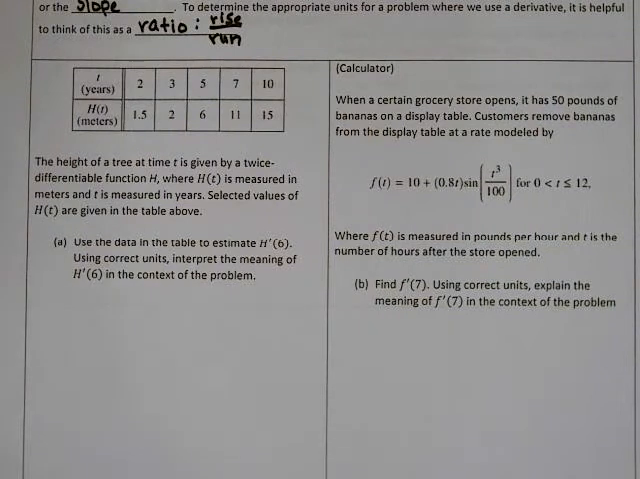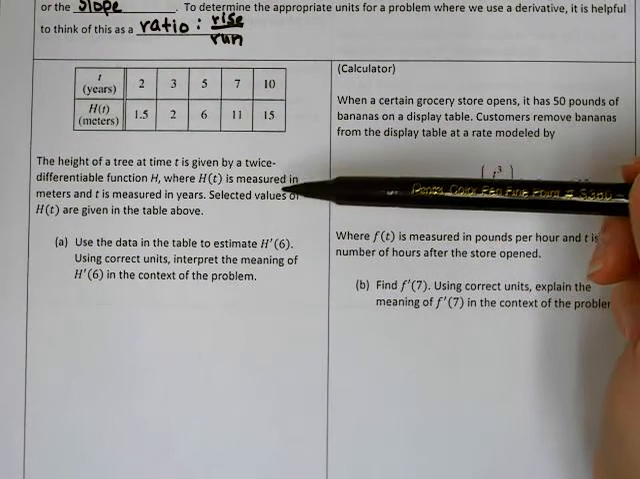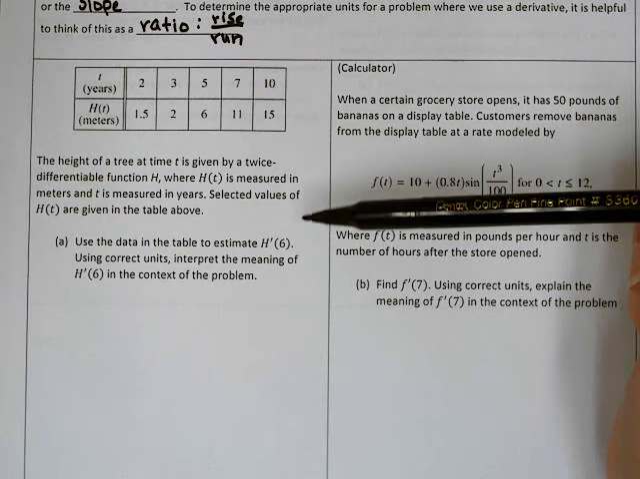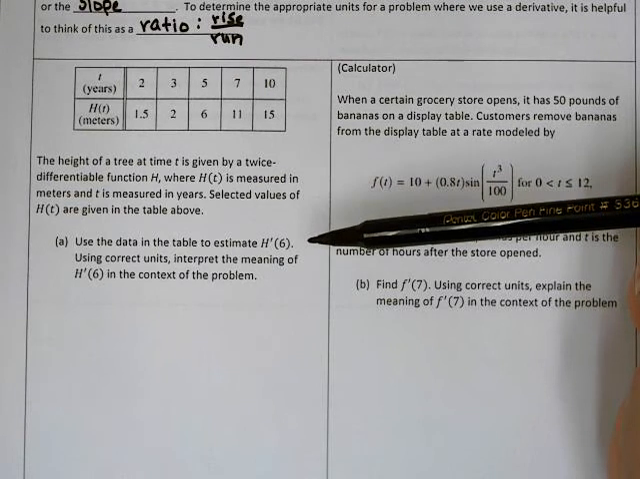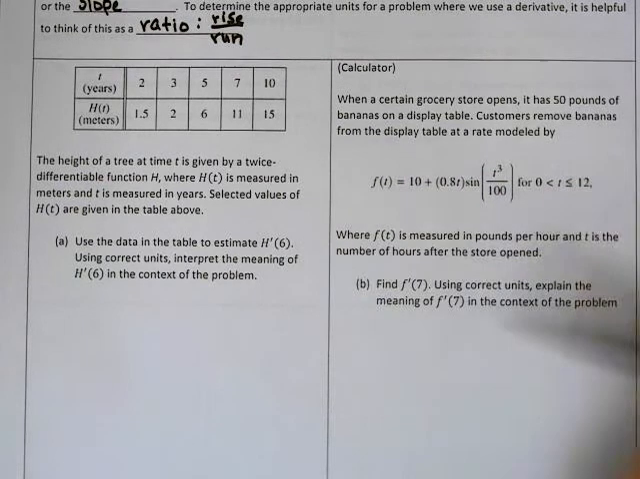So the height of a tree at time t is given by a twice differentiable function h, where h of t is measured in meters and t is measured in years. Selected values of h of t are given in the table above. So use the data in the table to estimate h prime of 6. Using correct units, interpret the meaning of h prime of 6 in the context of the problem.